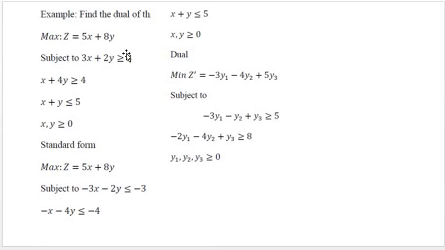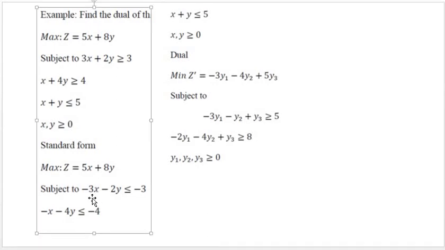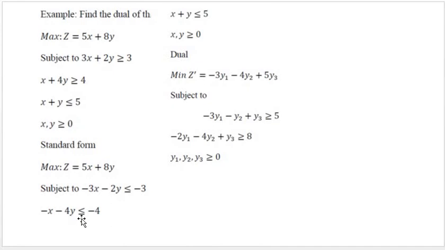Consider this example. Maximize Z equal to 5x plus 8y, subject to constraints 3x plus 2y greater or equal to 3, x plus 4y greater or equal to 4, x plus y less than or equal to 5, x, y greater or equal to 0. Now convert this into standard form. Maximize Z equal to 5x plus 8y, subject to constraints minus 3x minus 2y less than or equal to minus 3, minus x minus 4y less than or equal to minus 4, x plus y less than or equal to 5, x, y greater or equal to 0. So for a maximization problem, all constraints are converted into less than or equal to type.